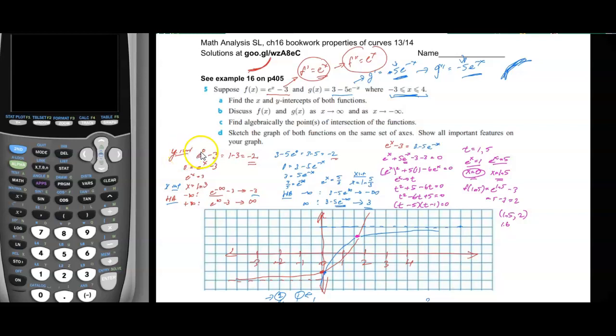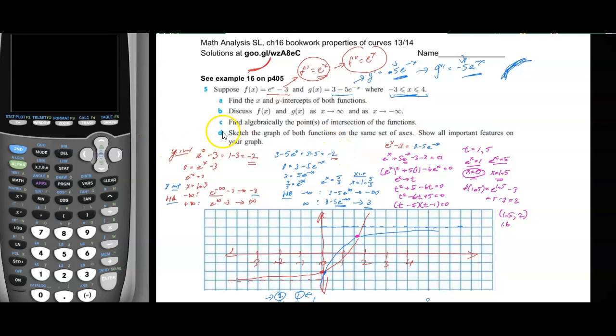So for the y-intercept, we're going to put 0 in for x in e to the x minus 3, so we'll get e to the 0 minus 3. E to the 0 is 1, of course, so 1 minus 3 equals negative 2. So that is our y-intercept for the red function. What is the y-intercept for the blue function? Again, we put 0 in for x, so it would be 3 minus 5e to the 0, which is 3 minus 5 equals negative 2. Oh, what do you know? They both have a y-intercept of negative 2.